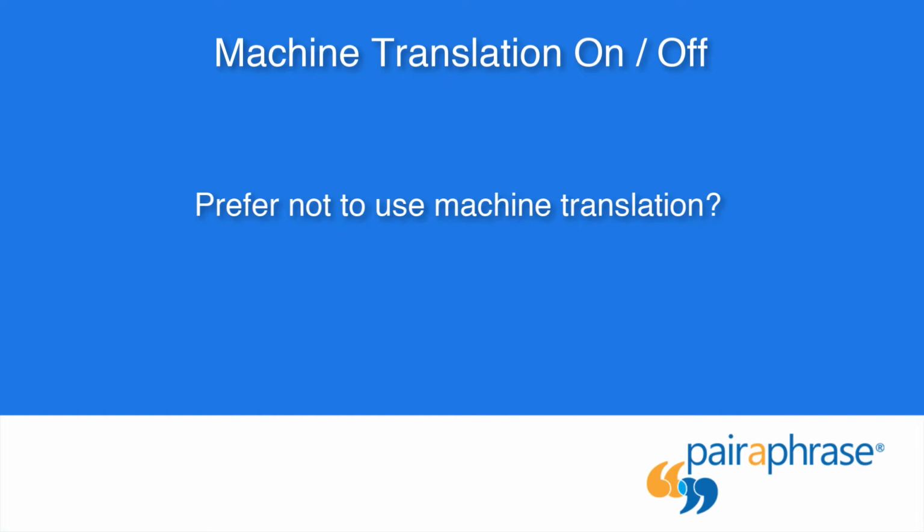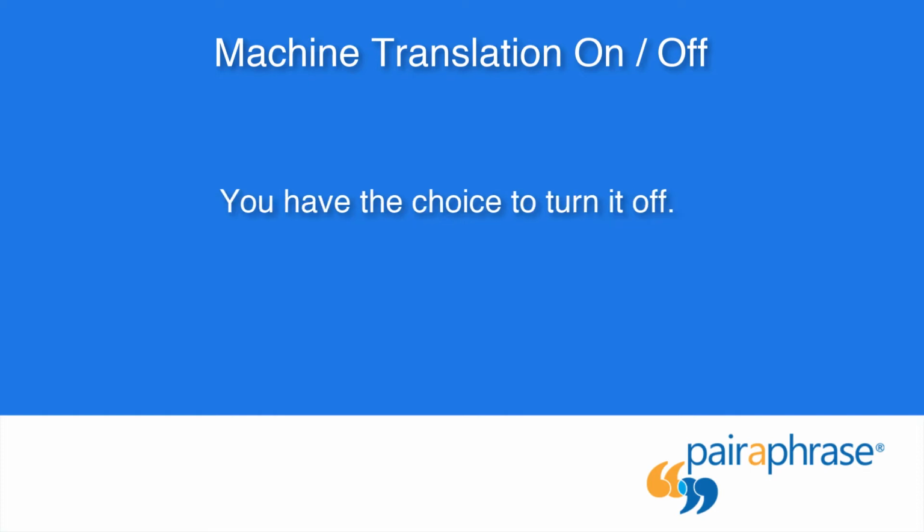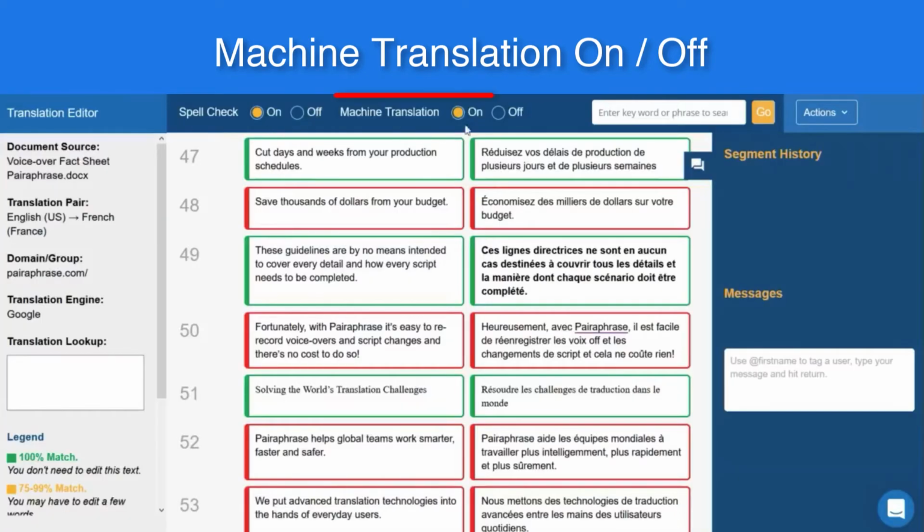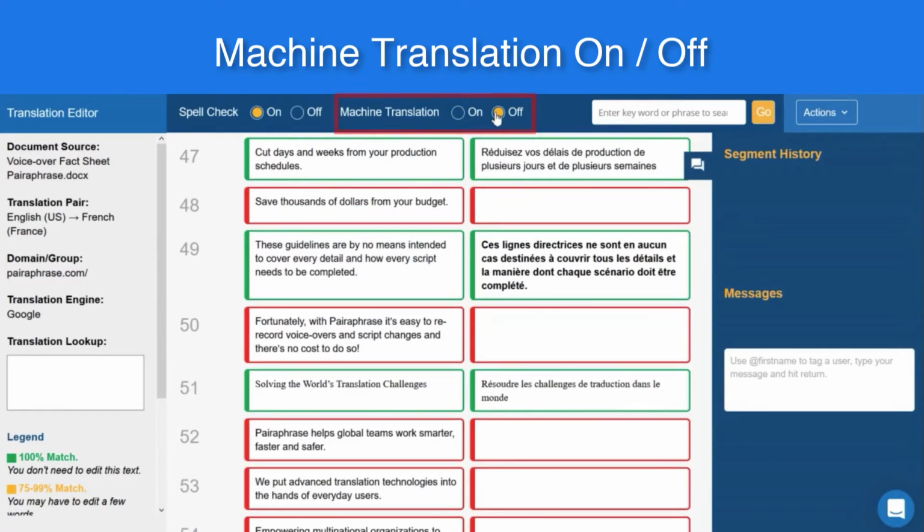If you prefer not to use a machine translation engine to produce a first draft translation, you have the choice to turn it off. Just click the off button to edit the original text instead of editing machine translations. You can use this globally or on a segment-by-segment basis.